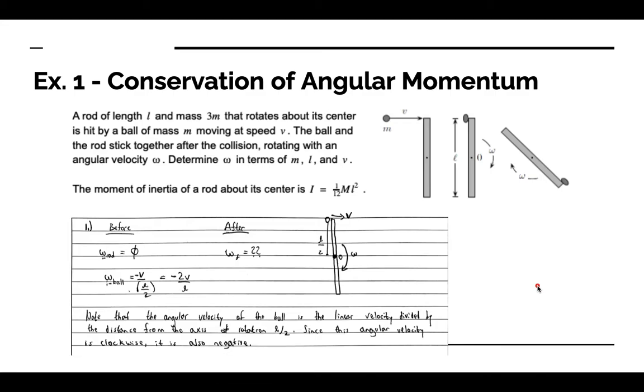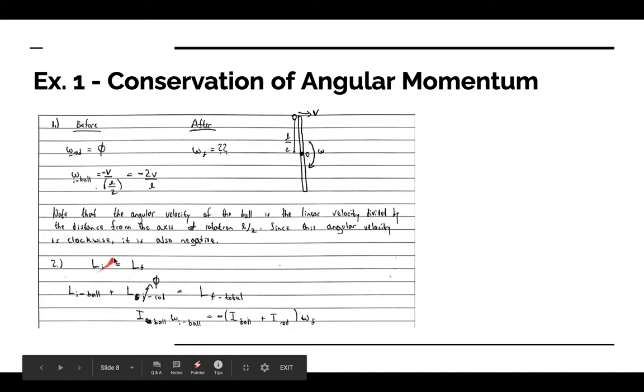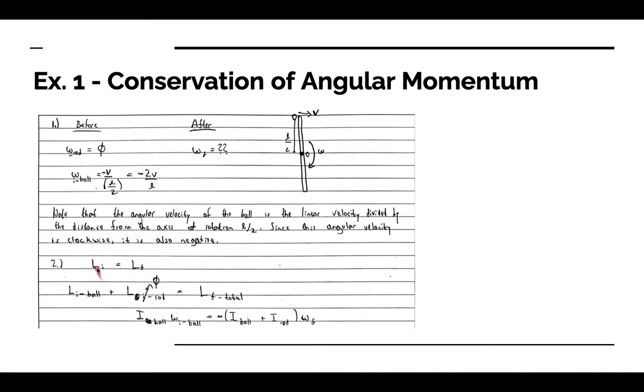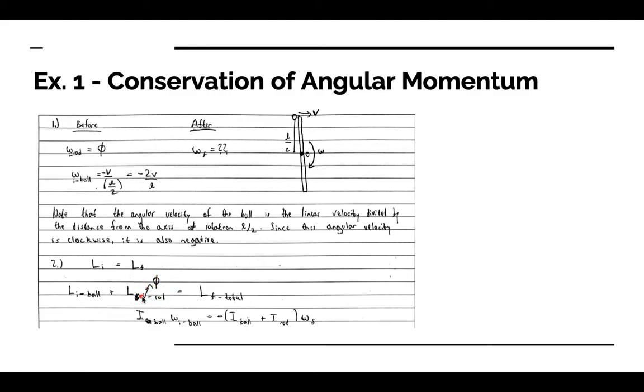So now let's move on to the next step, step 2. We set the initial angular momentum equal to the final angular momentum. The initial angular momentum consists of the initial angular momentum of the ball plus the initial angular momentum of our rod. Again, the rod is at rest, so the initial angular momentum of our rod is 0. So that's going to leave us with the initial angular momentum of the ball equals the final angular momentum of the total system after the ball and rod stick together.